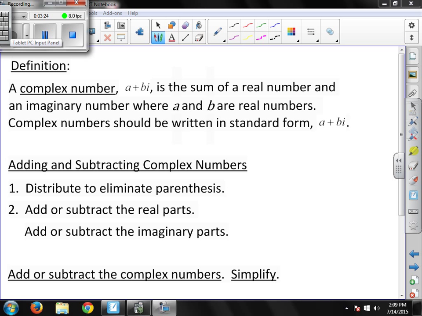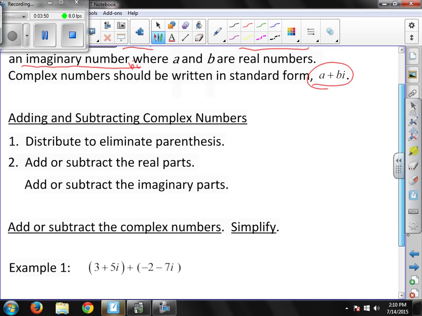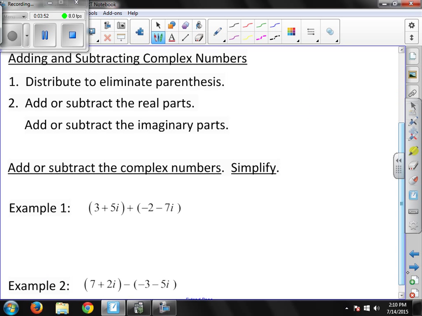Okay, a complex number always looks like a plus b times i. Notice it's got two parts to it. It's got a real number part, which is my a, and an imaginary number part, which is the bi. It should always be written in standard form of a plus bi. Well, we're going to see that we can add, subtract, multiply, and divide complex numbers.